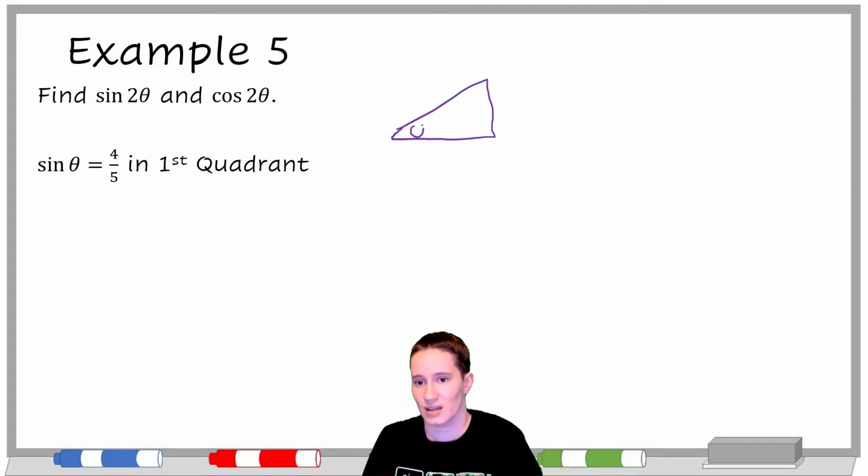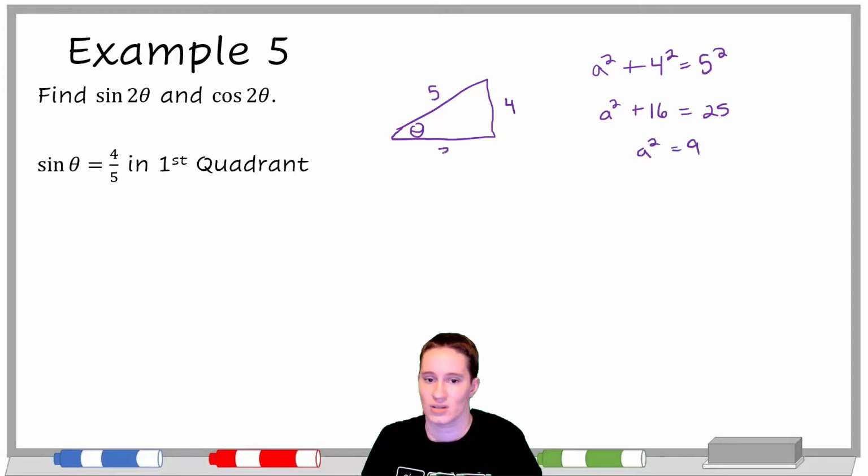Sine of theta is 4/5. This is not proportional. We can use the Pythagorean theorem to find the third side, or maybe we have this ratio memorized because it is special. So this would be a squared equals 9, so a equals 3.